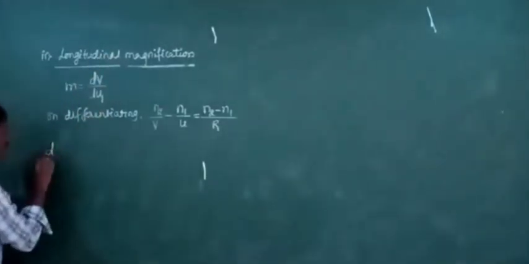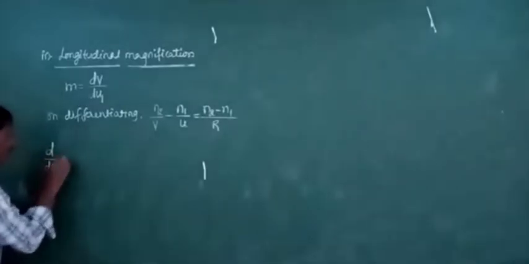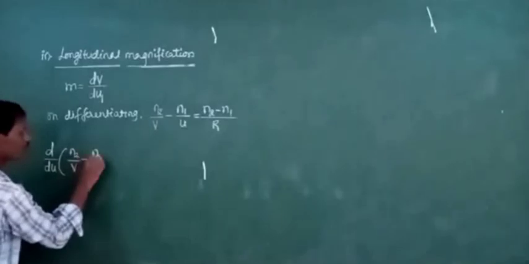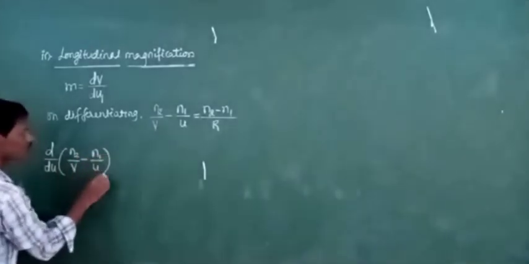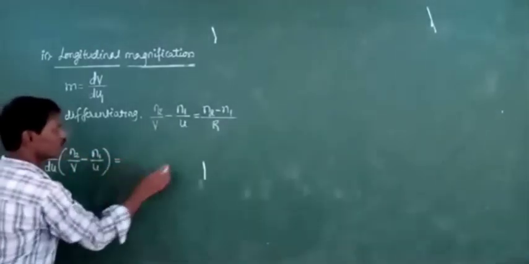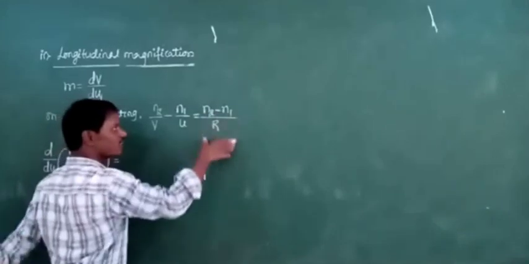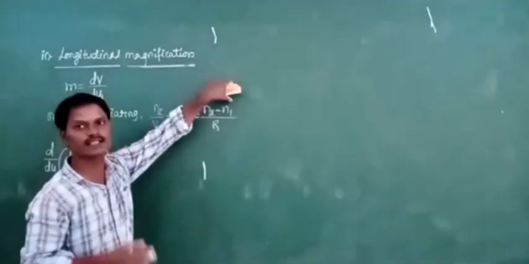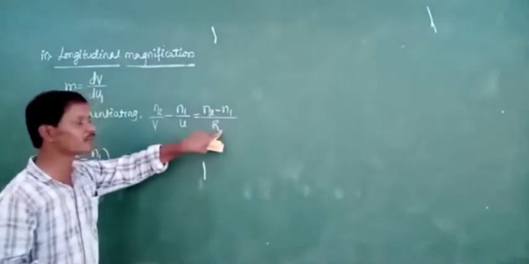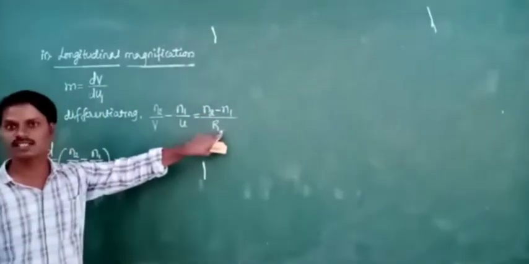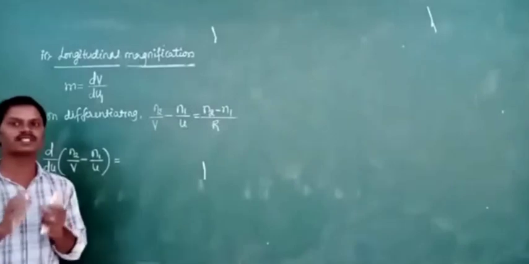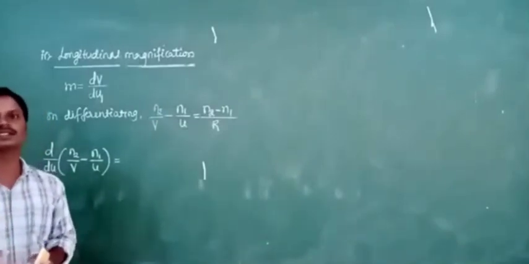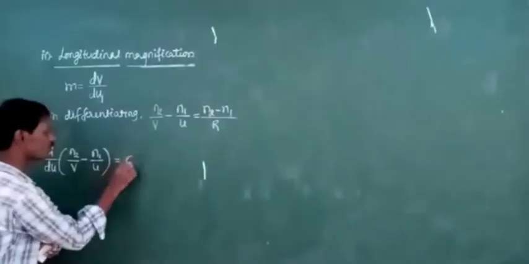So differentiation of the left hand side with respect to u, that is n2 by v minus n1 by u, is equal to, this right hand side is constant because the refractive indices for the given media are constant, and the radius of curvature of the spherical refracting surface is also constant. Differentiation of any constant is always 0 because it does not change, that is why it is 0.